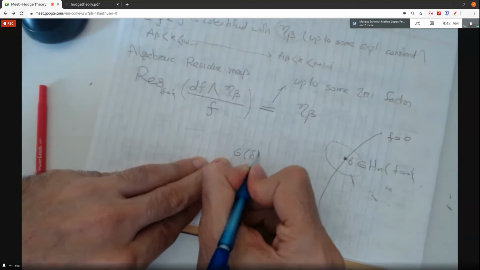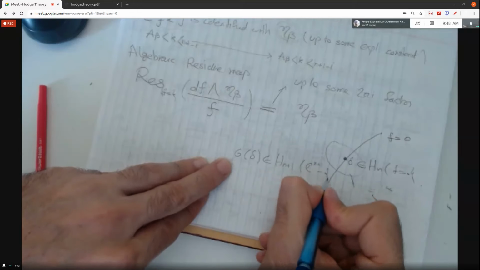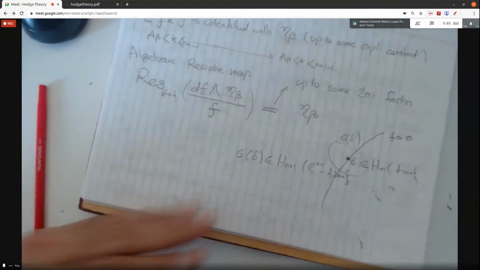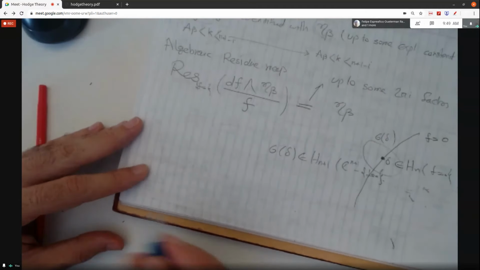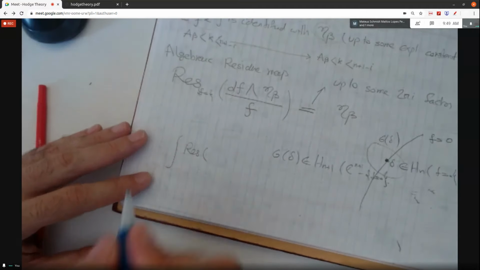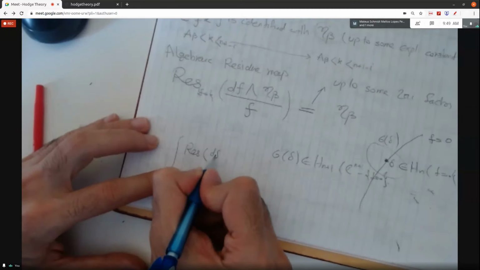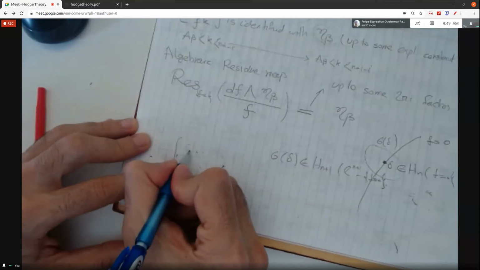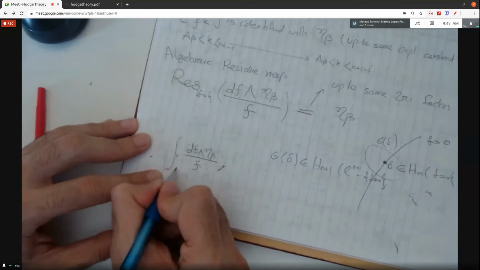The sigma delta will be in H^{n+1}, C^{n+1} minus F equal to 0. Okay. So what is the fundamental equality of the residue which defines it uniquely? So residue of, let's say, dF, or maybe dF wedge eta beta, F sigma delta.